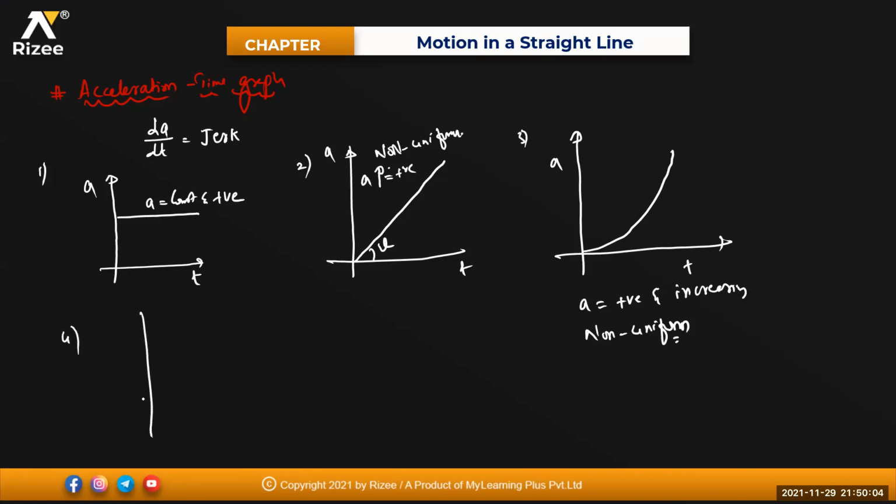And if I get a graph like this, better tell me what will be happening. This is time, this is acceleration. If I'm having the graph like this here, obviously acceleration will be negative and it will be constant. Clear?